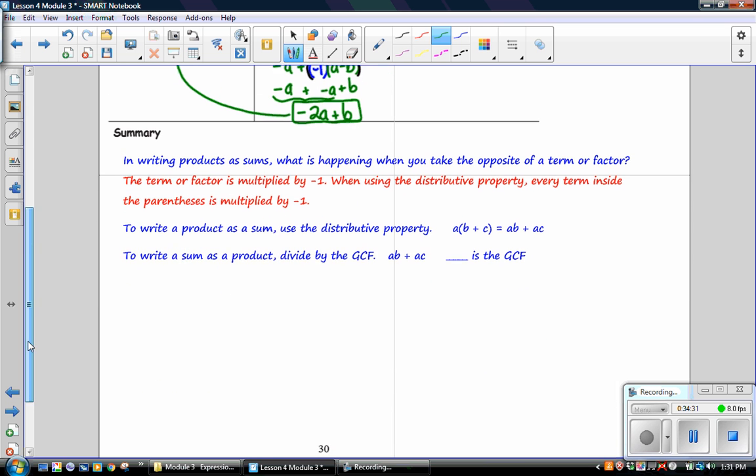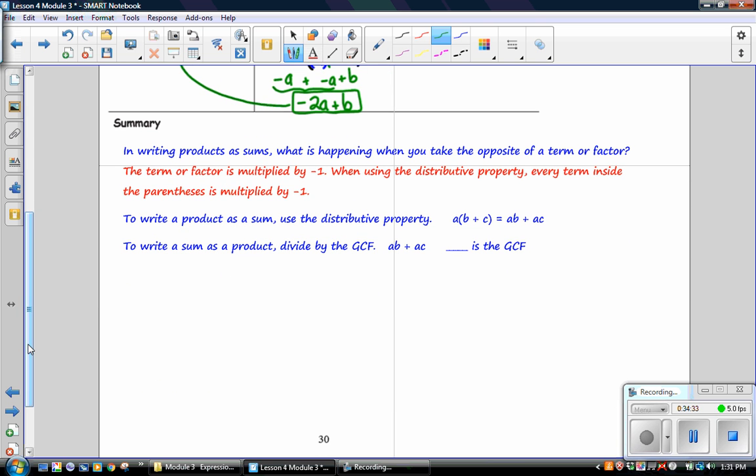In summary, in writing products as sums, what is happening when you take the opposite of a term or a factor? The term or the factor is being multiplied by negative 1. When using the distributive property, every term inside the parentheses is multiplied by negative 1. To write a product as a sum, use the distributive property. To write a sum as a product, divide by the greatest common factor. In this case, A is the greatest common factor.